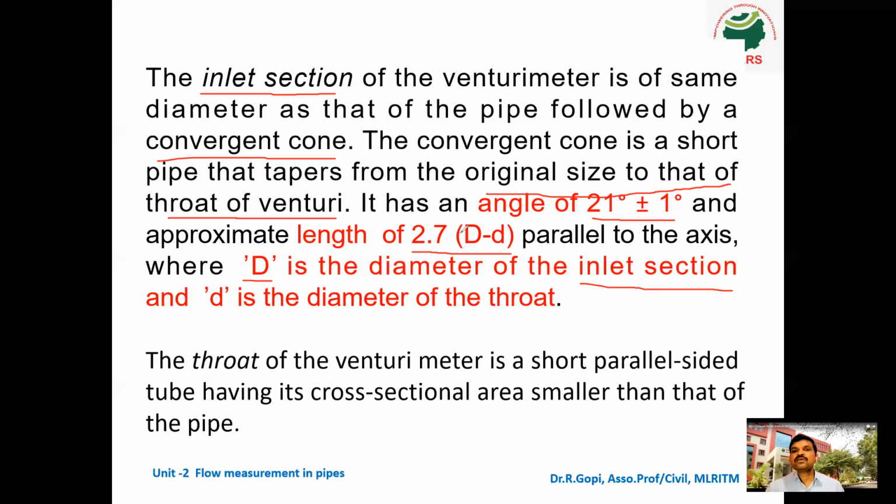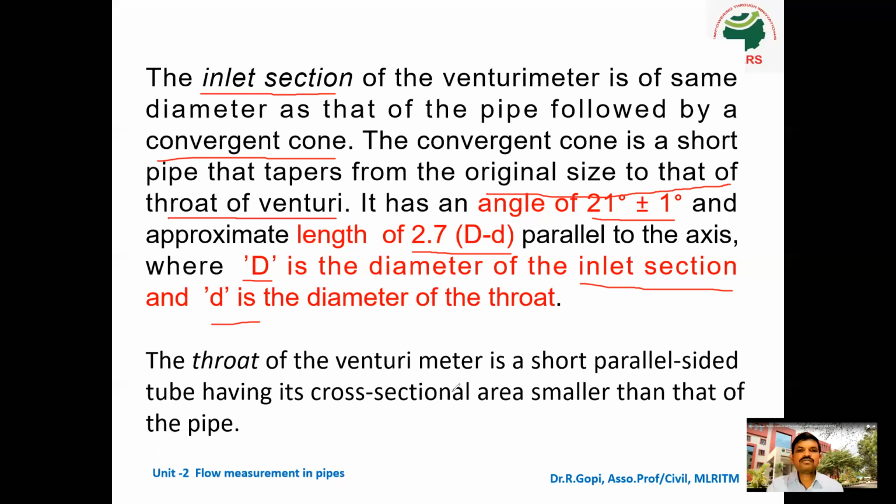What does the diameter of the inlet section mean? Initially water is flowing from the inlet pipe only, so it is the diameter of the inlet pipe. Small d is the diameter of the throat. Compared to the inlet pipe, the diameter of the throat is very much less. Suppose this is the diameter of the inlet pipe, then the diameter of the throat is nearly half of it.